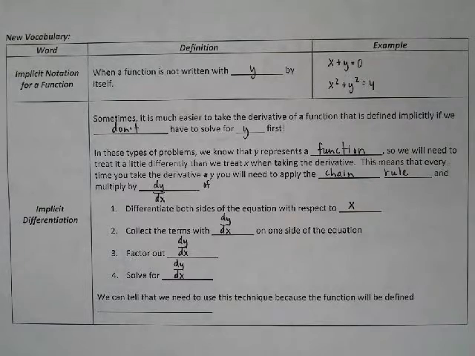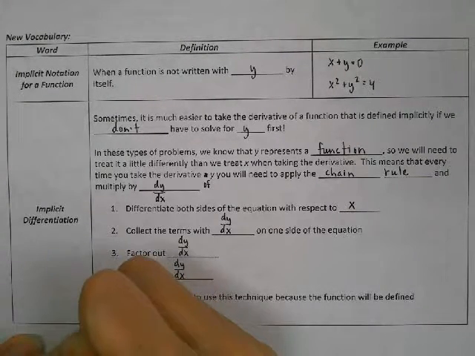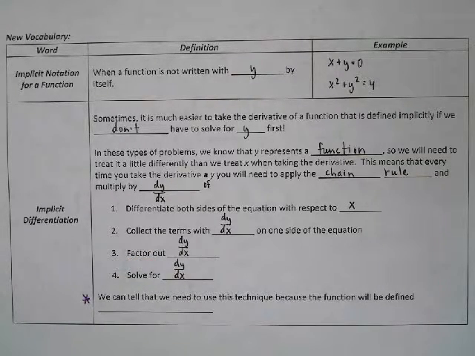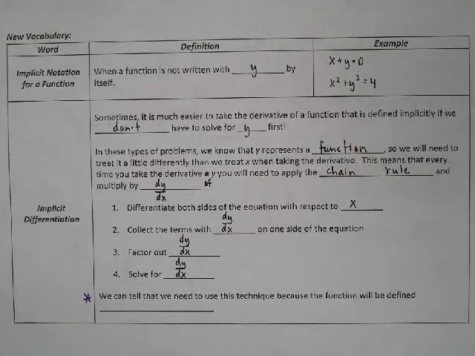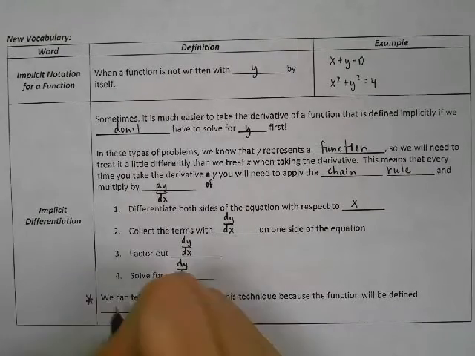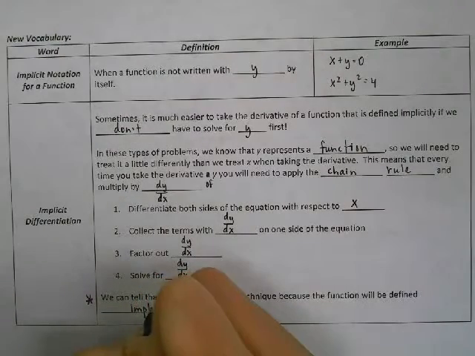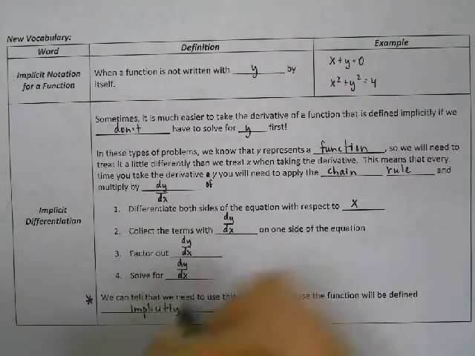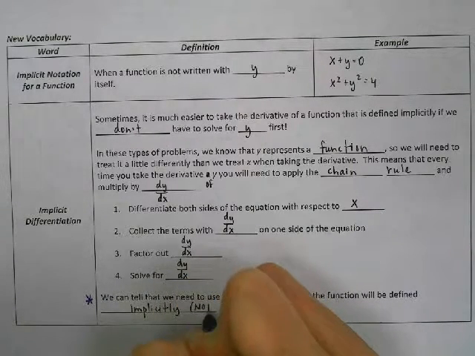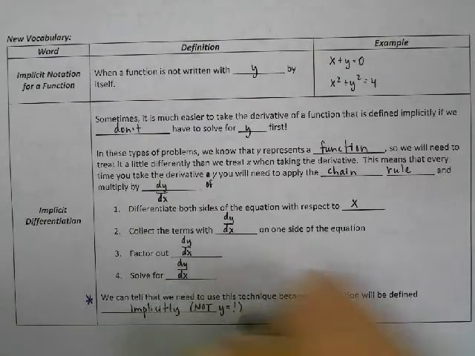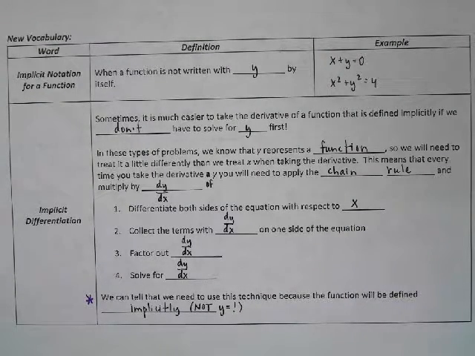And this is probably the biggest point here, because now we have a lot of methods to differentiate functions, and so it's going to be important to know when to use these different methods. And so for implicit, we can tell we need to use this technique because the function will be defined implicitly. And really what that means, it won't be written as y equals. We'll have a function where y is not by itself, and that is what's going to tell us that we need to use implicit differentiation.